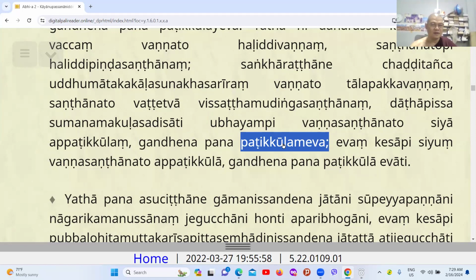So if the dead body of a dog is around there, you will get a very, very disgusting smell. So the smell is disgusting. The color and the form of the dead body are not disgusting, but the smell of the dead body of the dog is very disgusting.